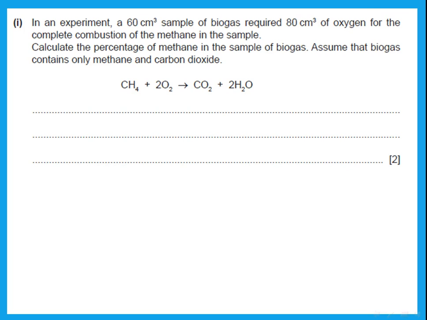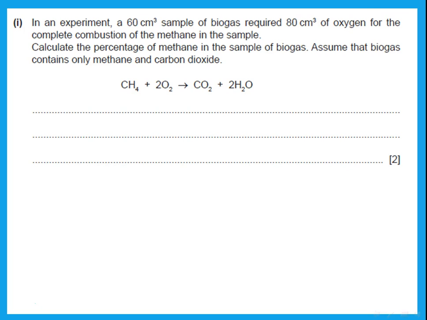In an experiment, a 60 cm³ sample of biogas, so biogas is some sort of gas, he will tell me what it is, required 80 cm³ of oxygen for the complete combustion of the methane in the sample. Calculate the percentage of methane in the biogas. Assume that biogas contains only methane and carbon dioxide.